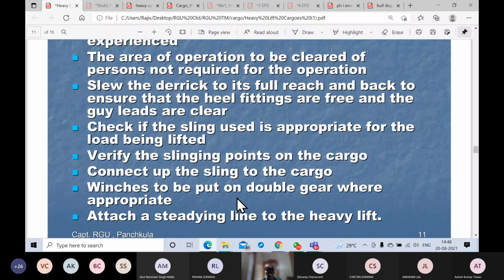A steadying line to the heavy lift to avoid any sway of the cargo. It is a good idea to have a steadying line, so that you can control the movement of the cargo as you are moving it around. All these points have to go in your precautions. Apart from something more we are going to look at, these are important points which you should be keeping in mind.